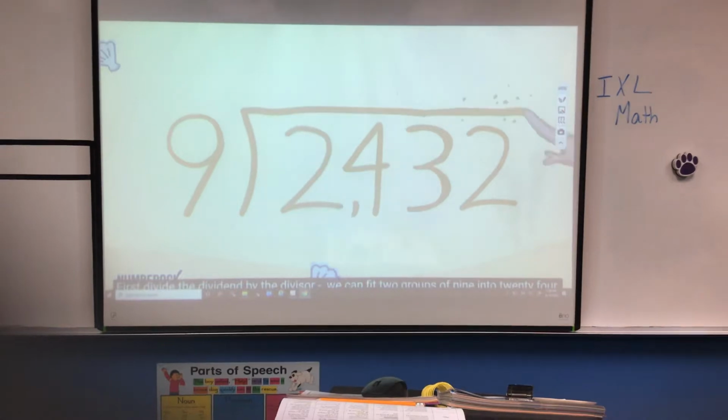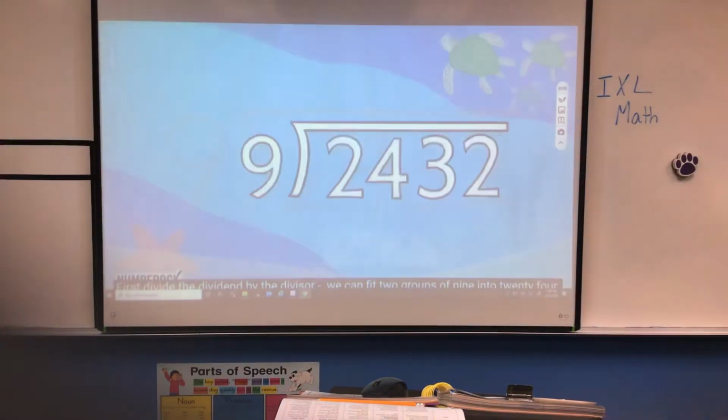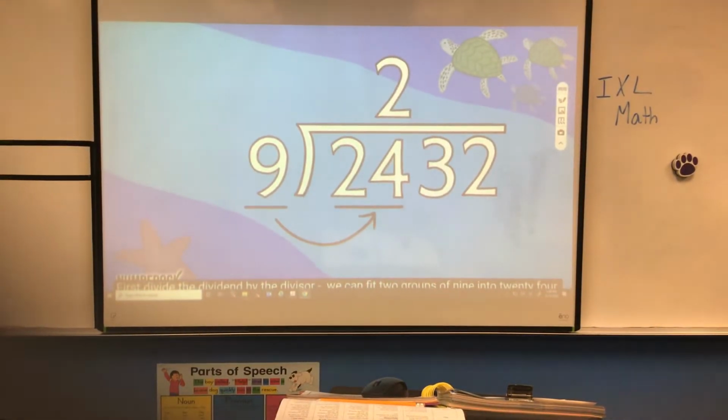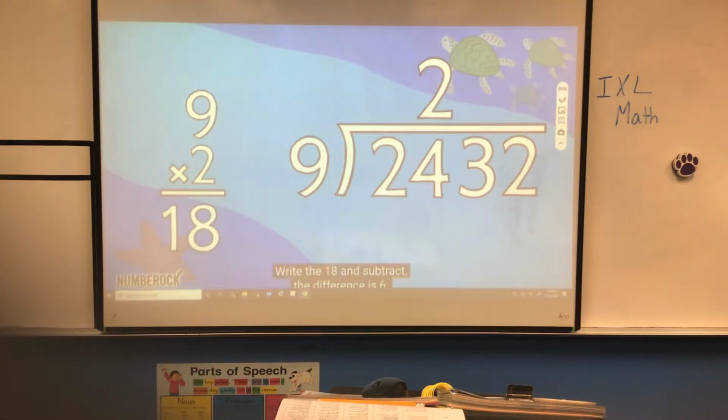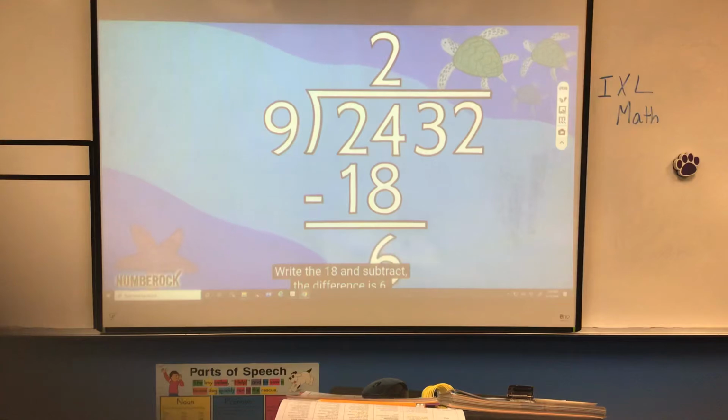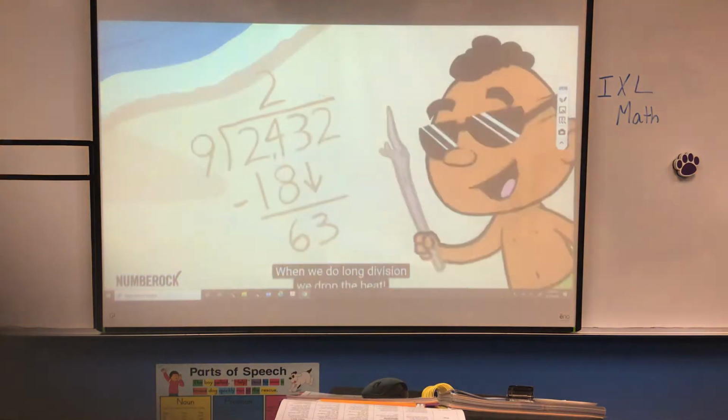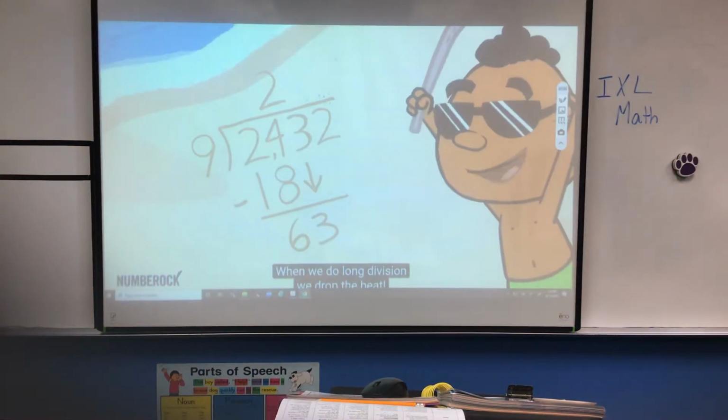First divide the dividend by the divisor. We can pick 2 groups of 9 into 24. Multiply the 9 by 2 to get 18 in the mix. Write the 18 and subtract. The difference is 6. Then bring down the 3, and the process will repeat. When we do long division, we drop the B.